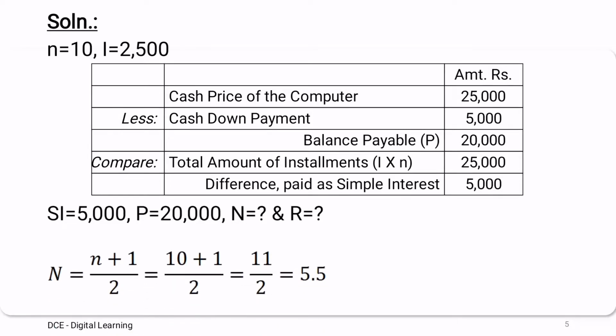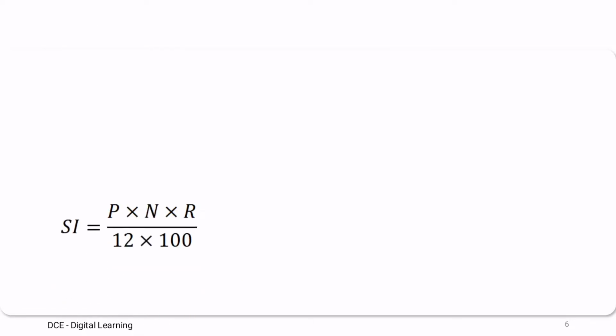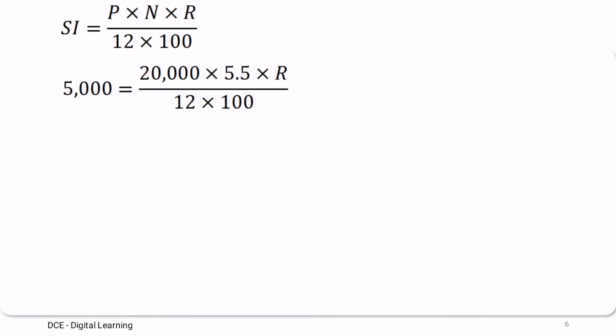Here, equated period equals n plus 1 divided by 2. Small n means number of monthly installments, which is 10, plus 1 is 11, divided by 2. So the equated period of monthly installments is 5.5 months. Now putting values into the formula, simple interest equals P into N into R divided by 12 into 100. Simple interest is rupees 5,000 equals 20,000 into 5.5, the equated period, into R divided by 12 into 100.